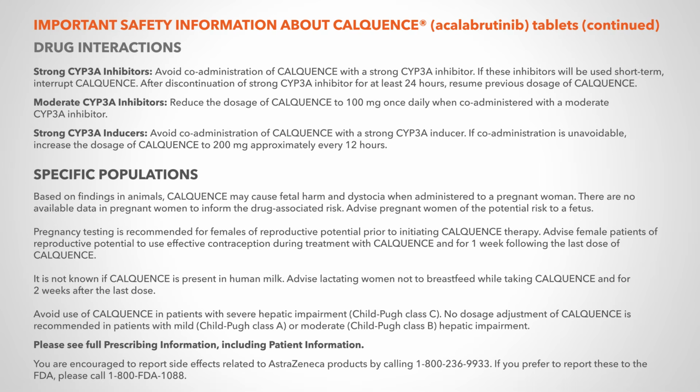Avoid use of CALQUENCE in patients with severe hepatic impairment, Child-Pugh Class C. No dosage adjustment of CALQUENCE is recommended in patients with mild, Child-Pugh Class A, or moderate, Child-Pugh Class B, hepatic impairment. Please see full prescribing information, including patient information.